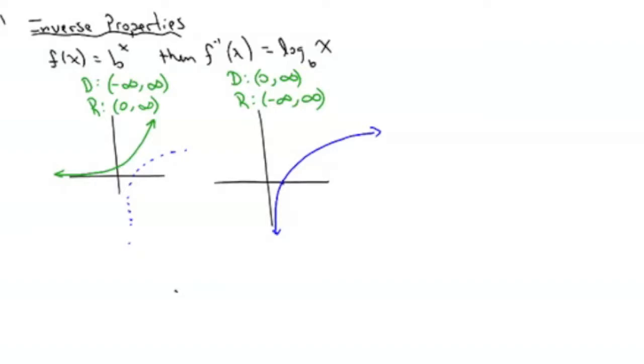Exponential graphs grow very rapidly, logarithm graphs grow very slowly. They take a long time to go up a little bit. So there's other properties of logarithms that I'm not going to talk about.